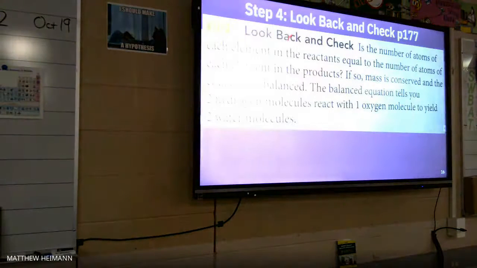All right, step 4, the most unused step in history: look back and check your work. Is the number of atoms of each element in the reactants equal to the number of atoms of each element in the products? If so, mass is conserved and the equation is balanced. The balanced equation tells you 2 hydrogen molecules react with 1 oxygen molecule to yield 2 water molecules.